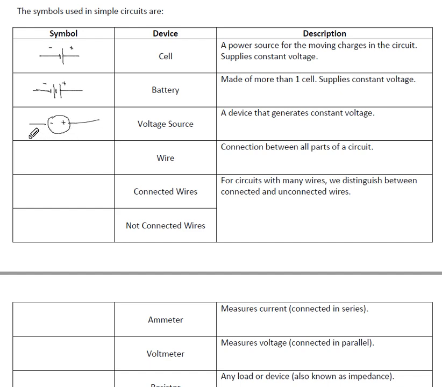A voltage source: sometimes we're not using batteries, we might just have something that provides voltage. You can just draw a circle with a plus and minus on each side. Wire, it's just a line. Connected wire: if you have 2 wires that are connected, oftentimes we'll put a dot there, or if we don't see anything, we just assume they're connected.